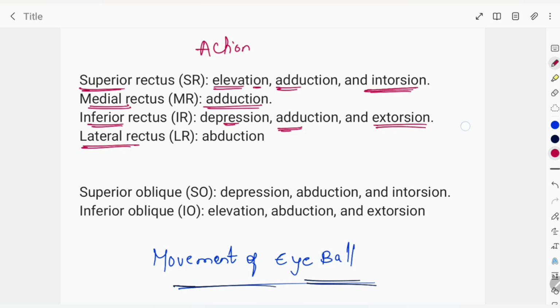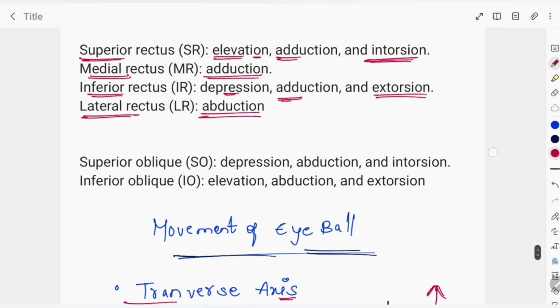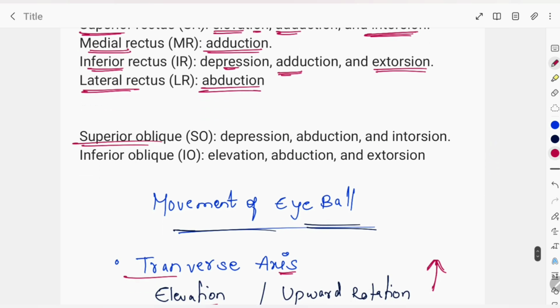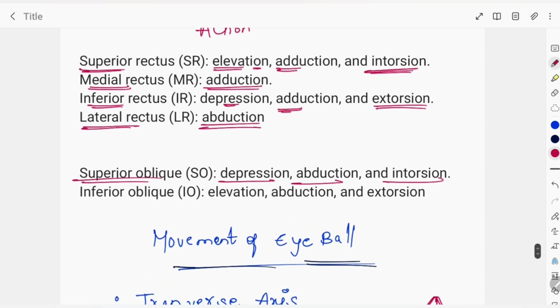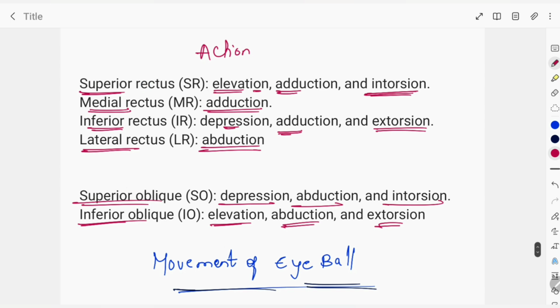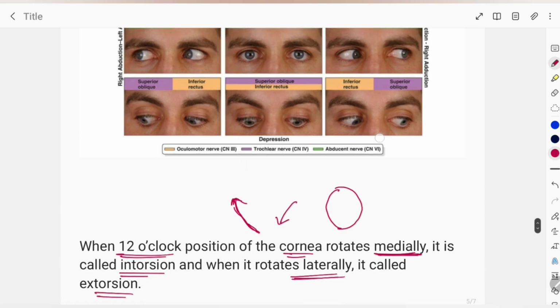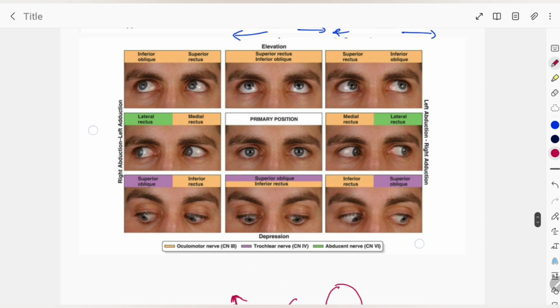For the lateral rectus, it does abduction. Now the superior oblique muscle depresses, abducts and does intorsion. Okay, and inferior oblique, elevation, abduction and extorsion. So this is what the actions are. You have to remember these. For medial rectus, you can see, now if we see here in this, it will be more clear now.